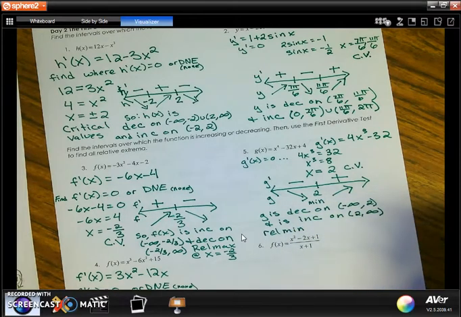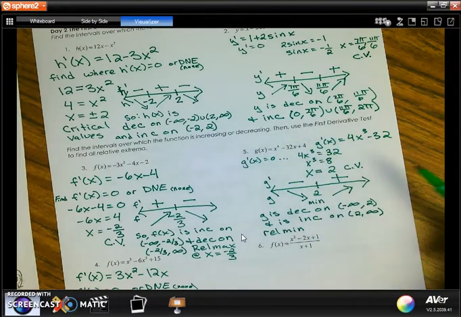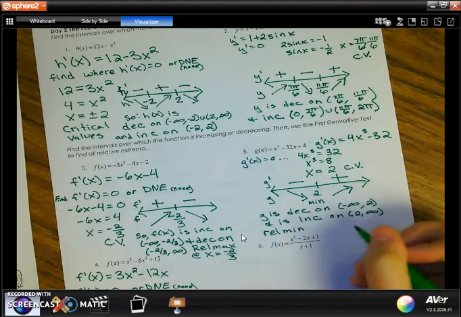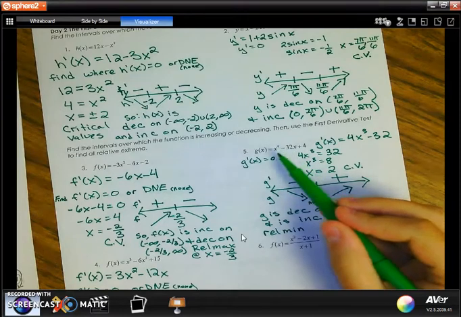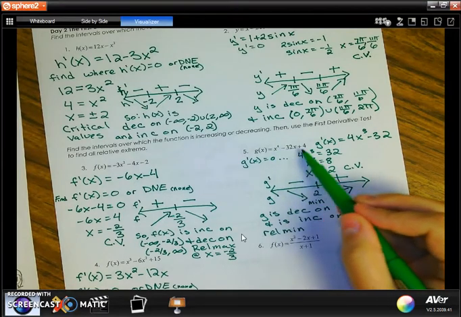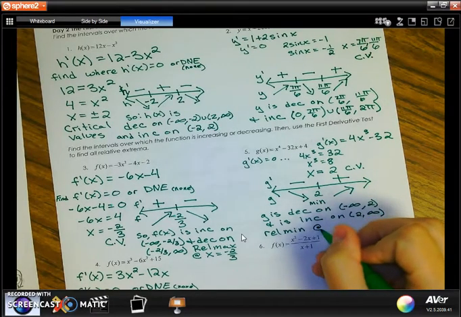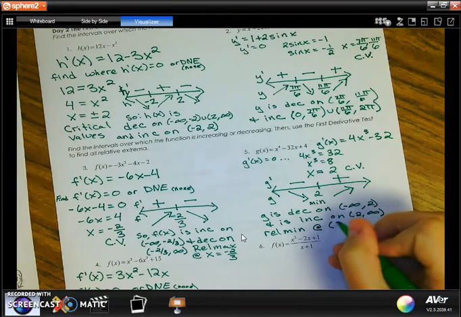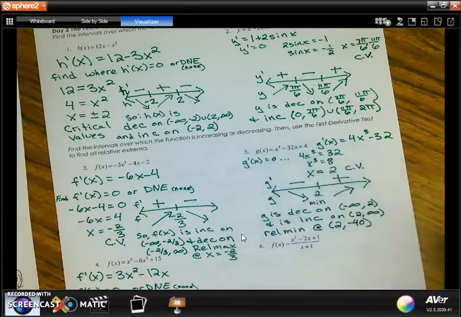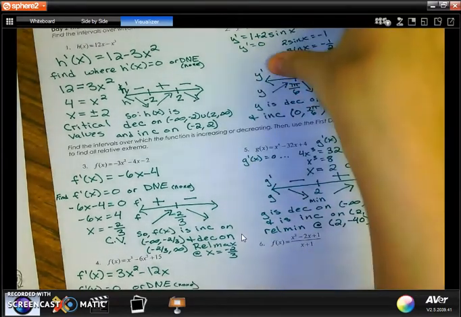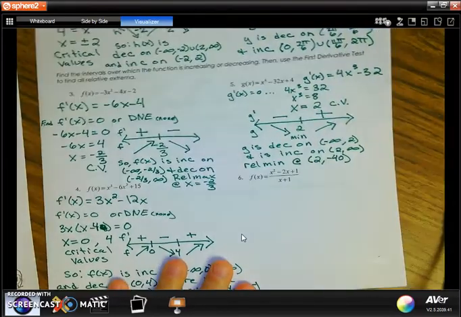If you wanted to go a step further, did this question say to give me a point? It didn't say that I had to give a point, but if you wanted to give the point, you would take the 2 and plug it back into the original. So 2 to the 4th, then minus 64 plus 4, that would give you negative 40. So you could say that there's a relative minimum at x equals 2, or if you wanted to be more specific, you could say 2 comma negative 40. And again, you get that negative 40 by plugging 2 back into the original. Okay, so we'll just move this up. And again, you can check your work against the other ones as we're moving along.